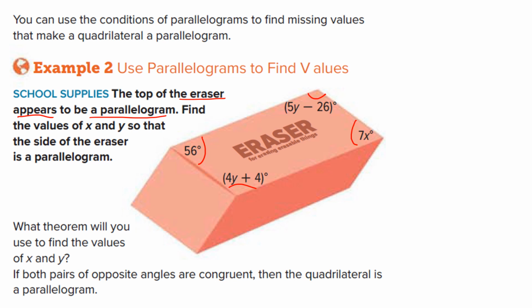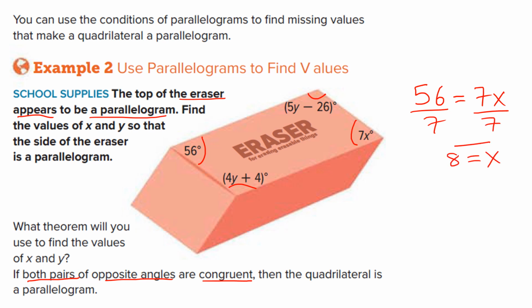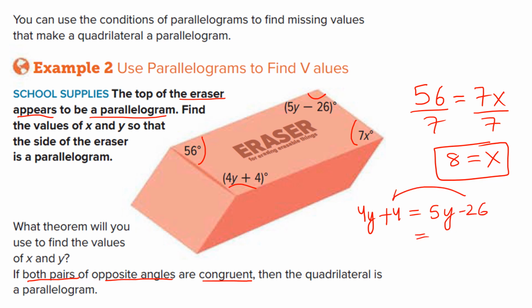When it is a parallelogram, we can say both pairs of opposite angles are congruent. That means 56 will be equal to 7x. Divide by 7, x is equal to 8. And the opposite angle, 4y plus 4, is going to be equal to 5y minus 26. So solve it. Take the 26 to the other side. 26 plus 4 gives you 30. This is equal to 5y minus 4y. So y is 30. So you have got your x and y so that you can find all the angles.